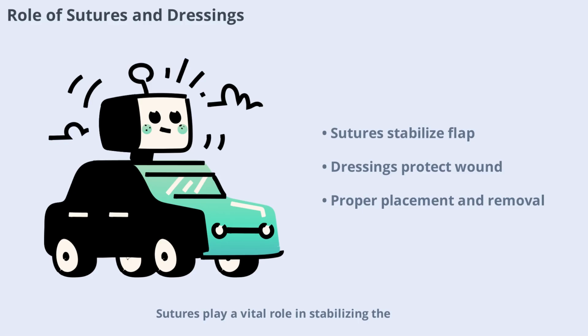Sutures play a vital role in stabilizing the flap and ensuring proper adaptation to the recipient site. Interrupted and sling sutures are commonly used, depending on the technique. Periodontal dressings protect the wound during initial healing and enhance patient comfort. Proper placement and removal of sutures and dressings are key to successful outcomes.